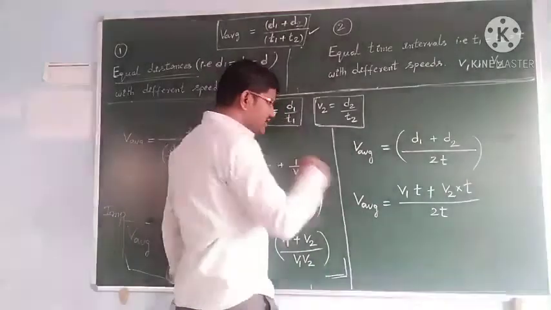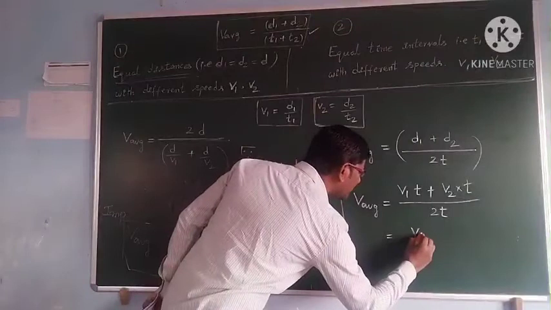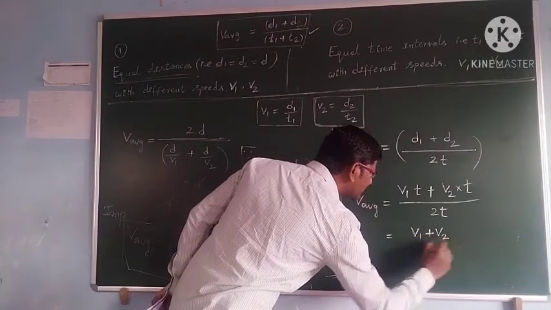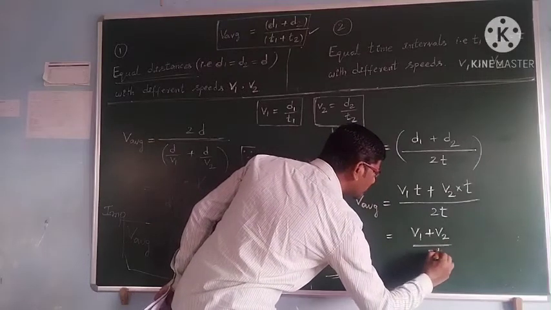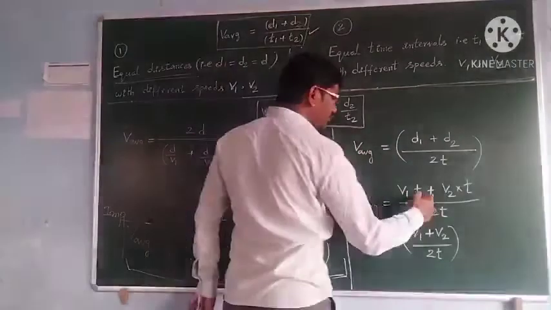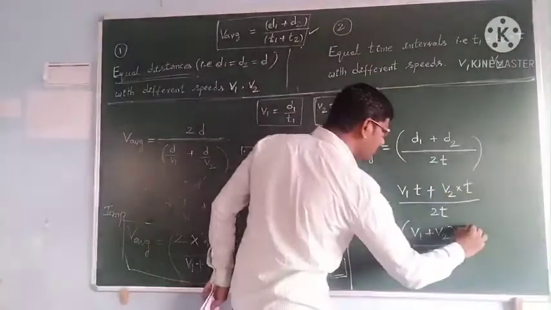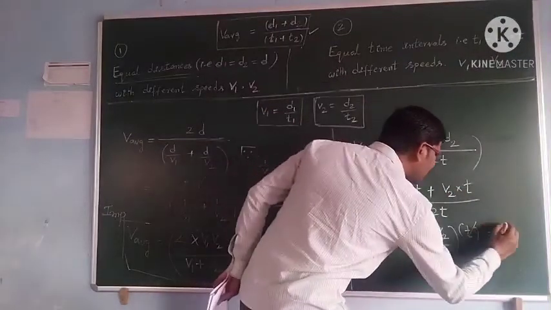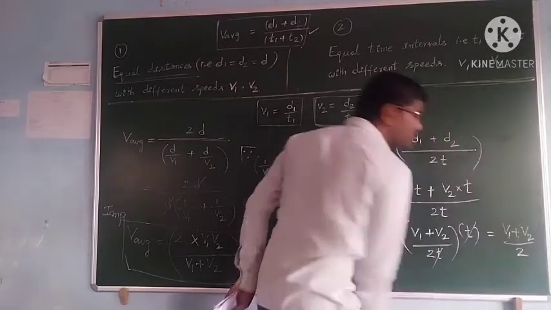Okay students, then take t common. What will you get? v1 plus v2, by 2t. You take t common here, v1 is left, v2 is left. Then t gets cancelled, and you will get the formula v1 plus v2 by 2.